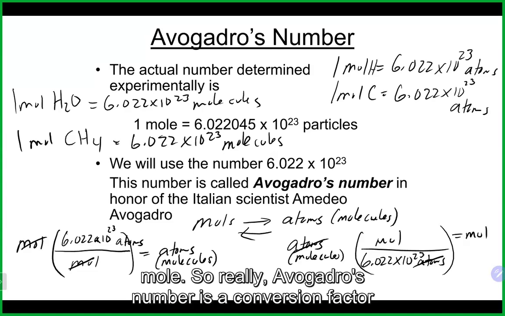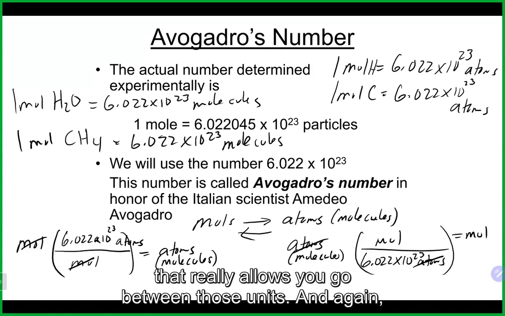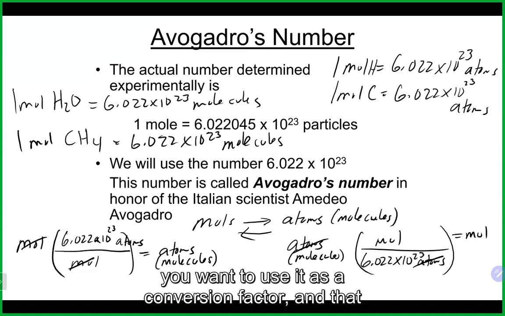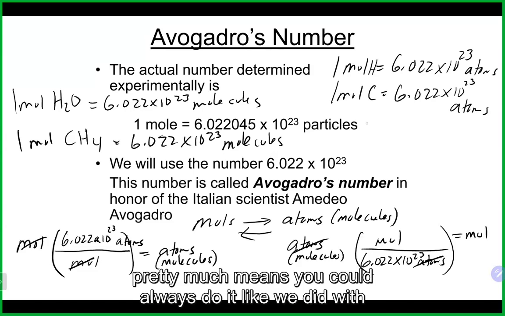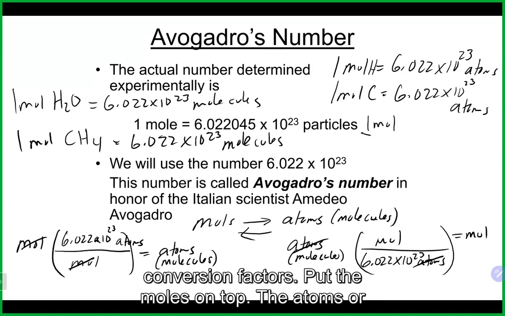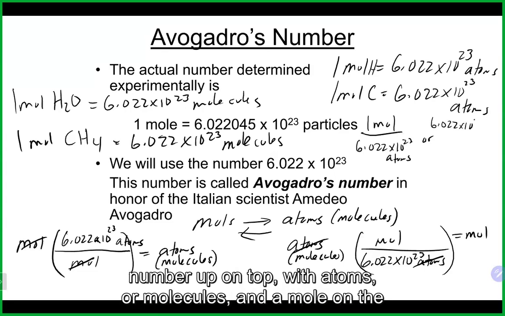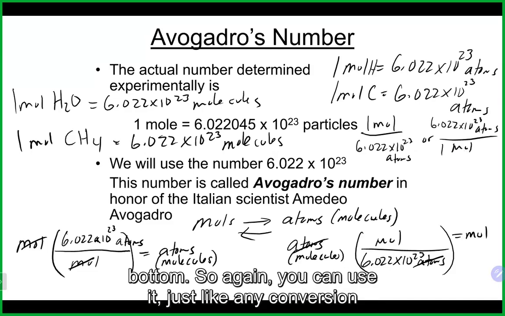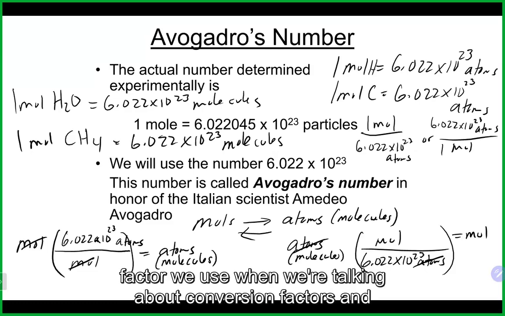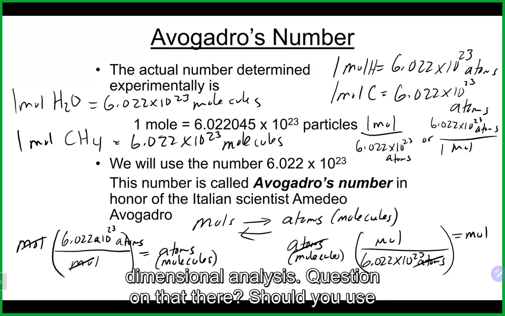So really, Avogadro's number is a conversion factor that allows you to go between those units. And again, you want to use it as a conversion factor, and that pretty much means you could always do it like we did with conversion factors: put the moles on top, the atoms or molecules on the bottom, or flip it around and go Avogadro's number up on top with atoms or molecules and a mole on the bottom. So again, you can use it just like any conversion factor we use when we're talking about conversion factors and dimensional analysis. Question on that there.